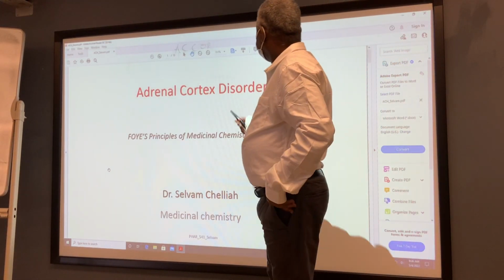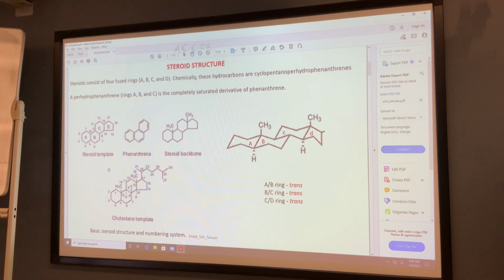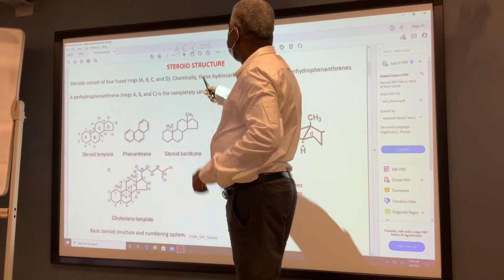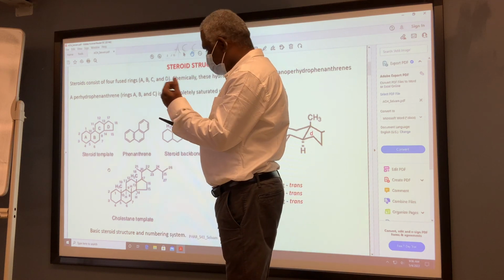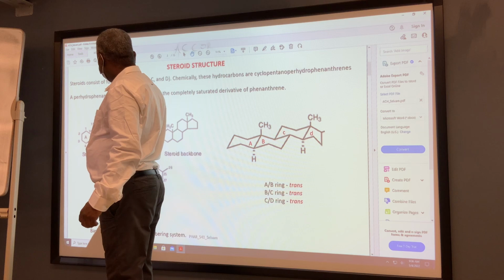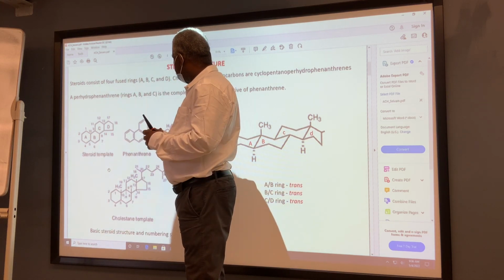Adrenal cortex hormones. So adrenal cortex hormones are steroid hormones. So steroid nucleus, we have 4 rings, A, B, C and D. So A, B, C is a 6-member ring.